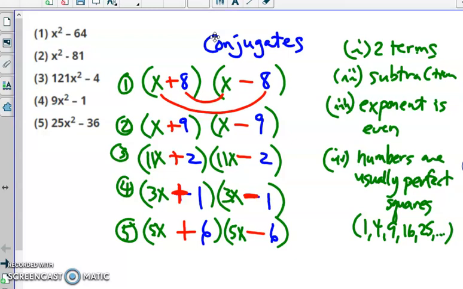So if you multiply the insides, as I've shown, like the 8x, the 9x, the 2 times 11x, 1 times 3x, and 6 times 5x, that's going to be a positive answer. You multiply the outside, which would be negative 8x, negative 9x, negative 11x, and negative 2x. That's going to be the negative answer. The answers are the same. What's different is that one's positive, one's negative, but when you add them together, that's your 0. That gets rid of that middle term. So again, these are called conjugates.